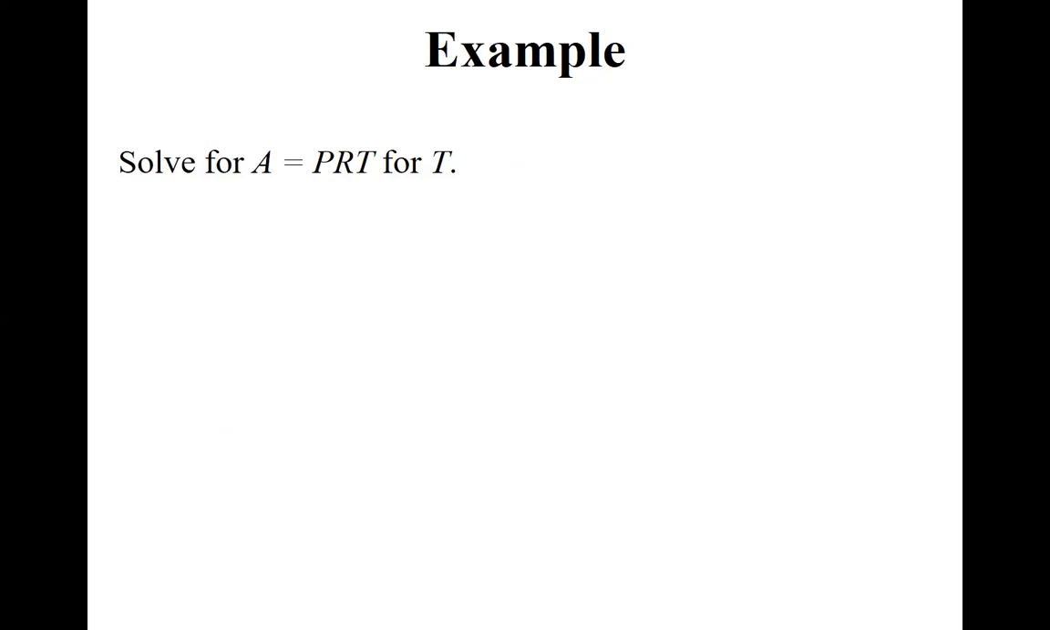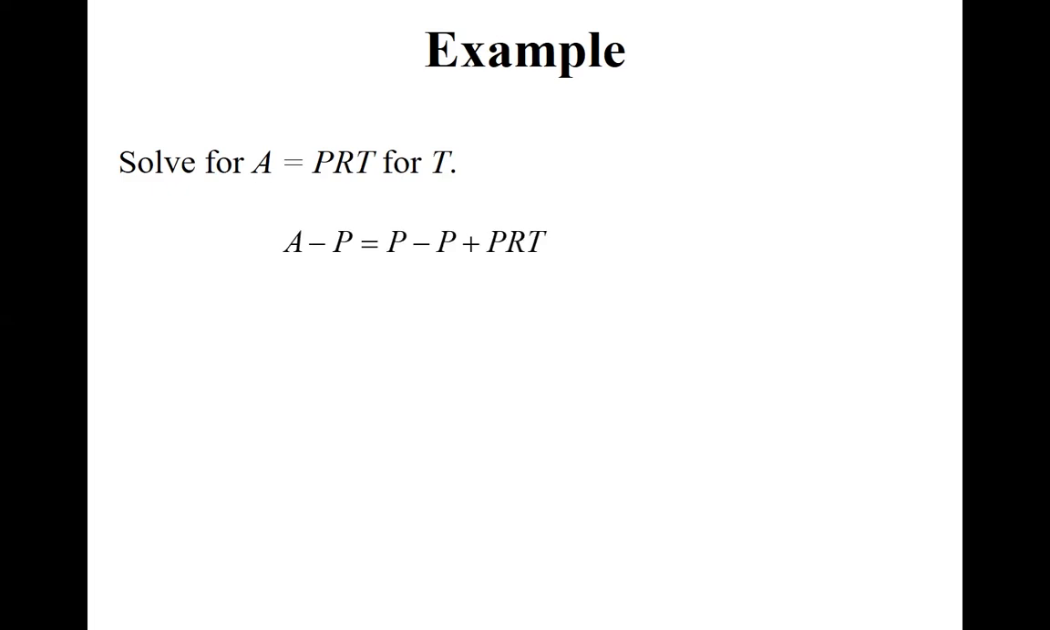Let's look at this one. Solve A equals capital PRT for T. So not solve for A, just solve A equals PRT for T. We want to get the T by itself. The T is currently multiplied by PR. So we want to divide by PR. We do that on both sides.